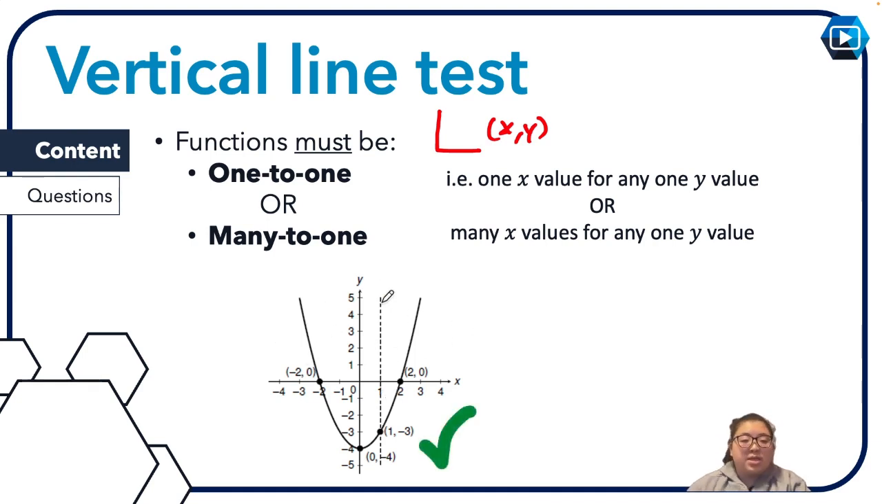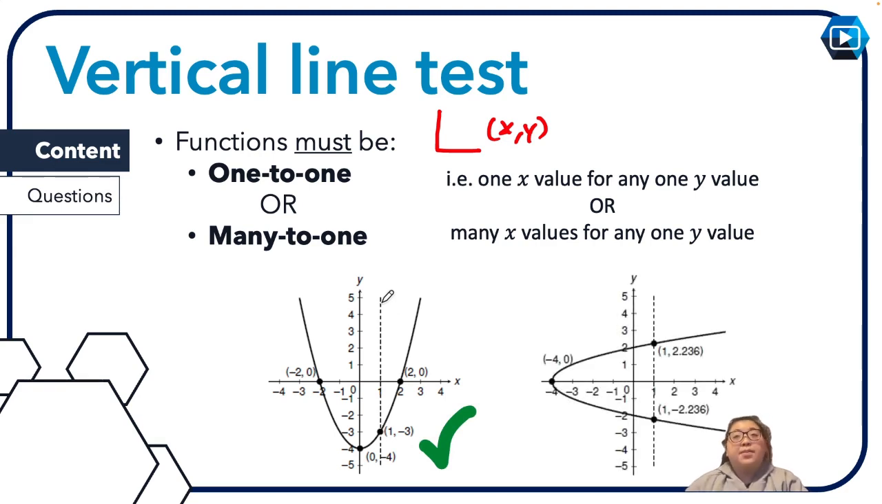But what we don't want is something like this one, right? Because you can see that there's multiple y values for the same x value, and that's just not acceptable for us. So this would be called one-to-many instead. And if it's something like this, it's simply just going to be a relation rather than a function.